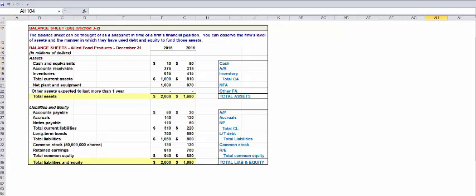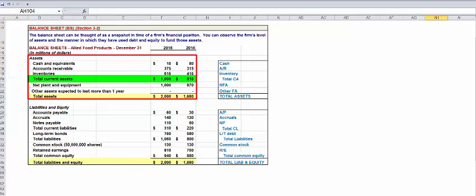Pretty obviously, it has to balance. Total assets must equal total liabilities and shareholder equity. So on the asset side, recall, assets are listed in order of liquidity, how fast they can be turned into cash. So cash is obviously the most liquid. Accounts receivable next, and then inventories. The sum of those three is total current assets. Net plant and equipment can also be called net fixed assets. Either way, it represents total fixed assets minus accumulated depreciation, or basically the book value of assets. The sum of current and fixed assets is total assets.